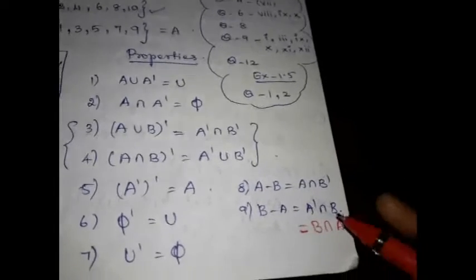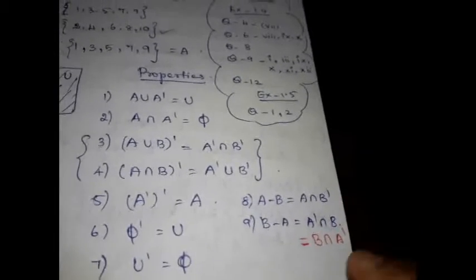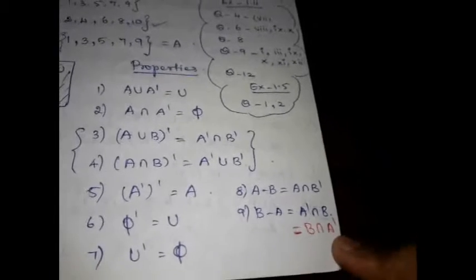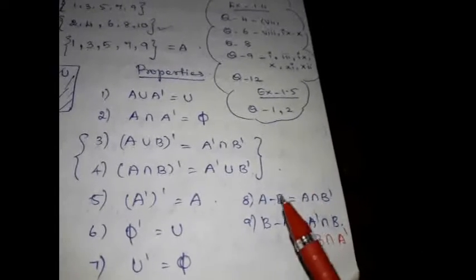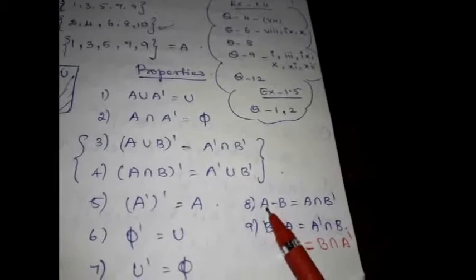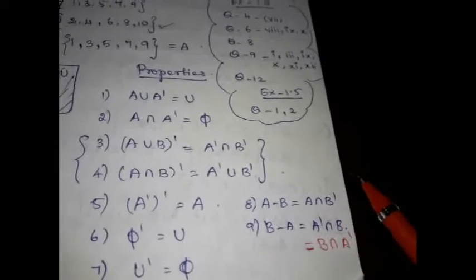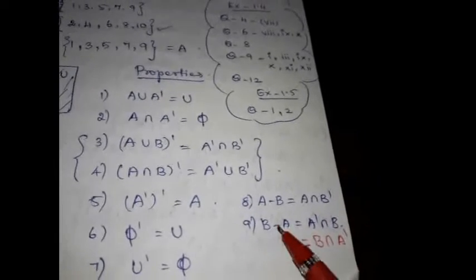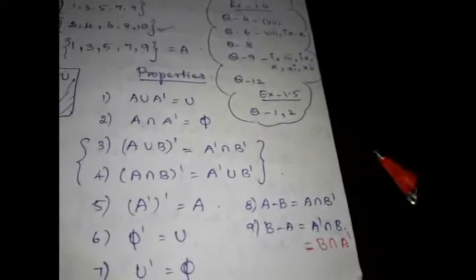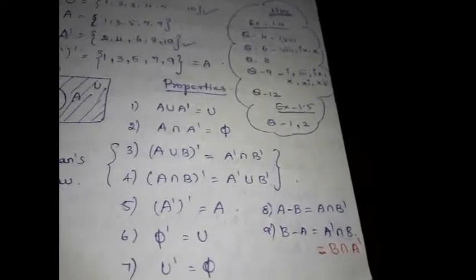Since intersection is commutative, you can write in any way. A dash intersection B is going to be B intersection A dash. So, you can remember in this way. What is A minus B? A minus B is first set intersection, the second set's complement. This is a very important result which we will be using in our problems, right?